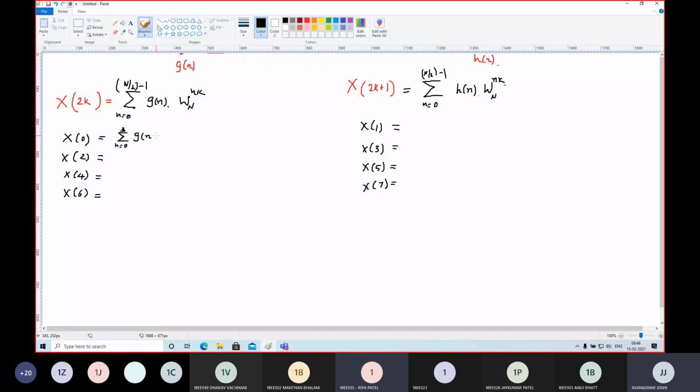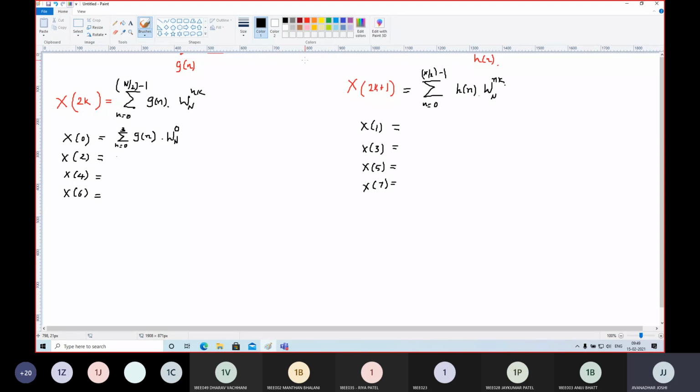Yes, sir. See, here we have put k equal to 0. You cannot replace n with the number 0. N is to be varied, so let it be g of n only. W_N raised to, can I write down 0 raised to the power 0? Yes, because here we have a term k and k is 0. K is taken to be 0. So it's better to write down 0 directly over here.